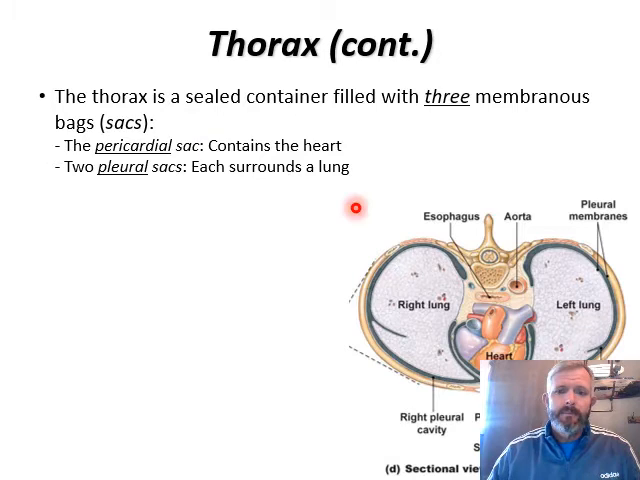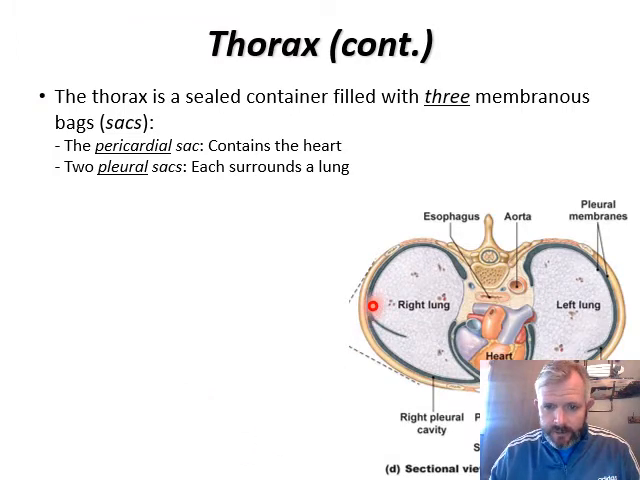But the lungs are surrounded by a serous membrane. You can see in the thorax, besides the lungs being in here, we have the heart, right? The heart has that serous membrane, that two-layer membrane called the pericardium, and then we have two pleural sacs, and those are going to wrap around each of the lungs. Remember our serous membranes. Our serous membranes have two layers.